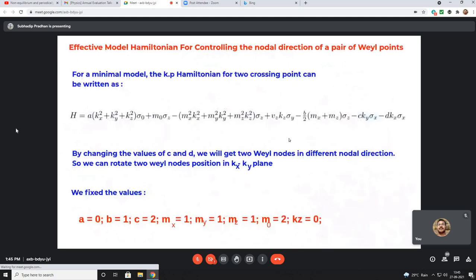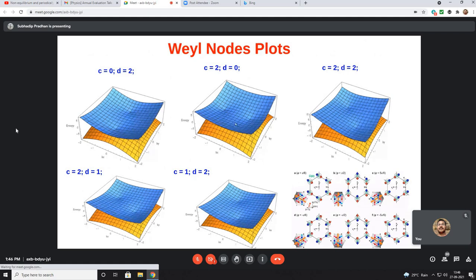I also wrote an effective Hamiltonian to control the direction of the nodal ring. So here in the Hamiltonian, those 2 terms come in the last. We have not checked the symmetries for this Hamiltonian yet, but with it we are plotting the energy dispersion. For different values of C and D, we are getting the nodal ring in different directions. That is shown here. So from this effective model also, we can say that by controlling the values of C and D, we can rotate these Weyl nodes in different directions.